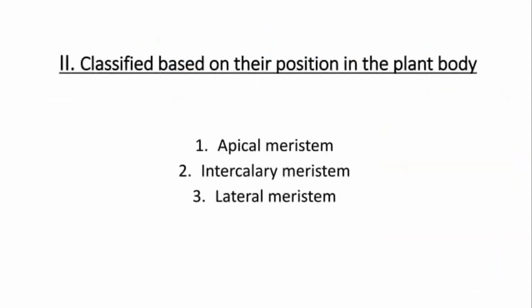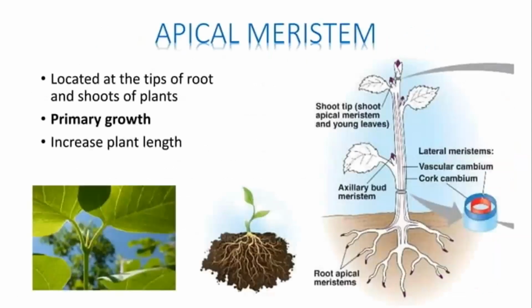Based on position, meristems are apical, intercalary, and lateral. Apical meristems are present in the apical regions of the root and stem, and help in primary growth, mainly increasing the plant length. In this region, the apical meristems are present in the tip regions, such as the shoot apical meristem, and young leaves are also formed through this apical meristem.